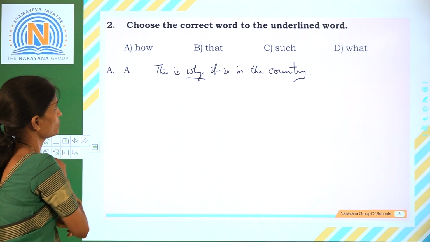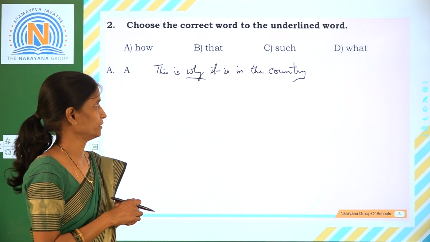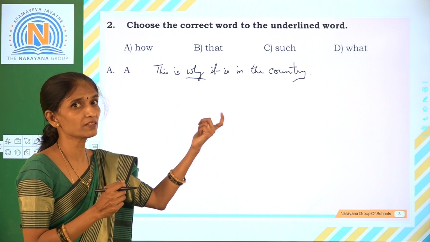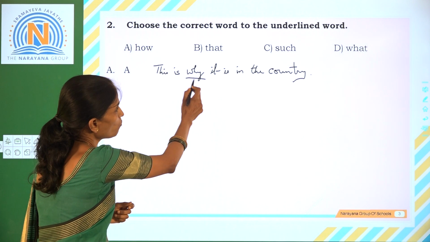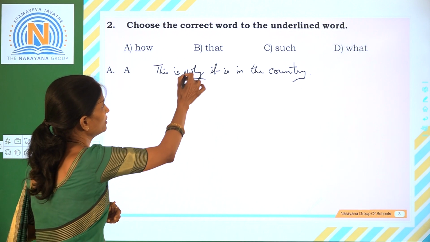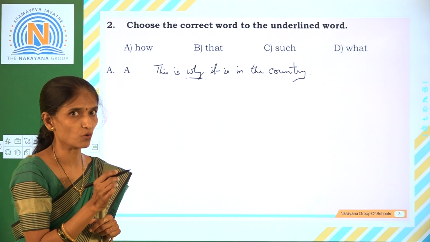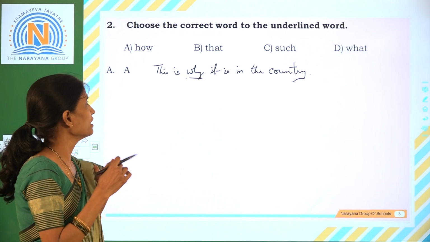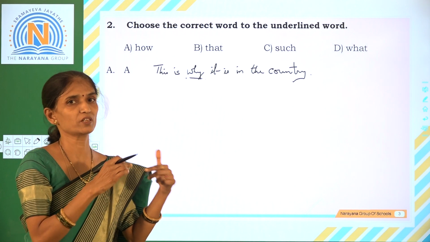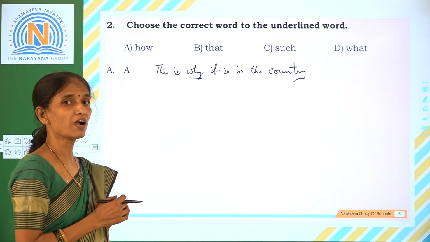Now the next question. Choose the correct word to the underlined word. The underlined word is why. The sentence is, this is why it is in the country. Here the question word that is used, why, is wrong. The wrong questioning word is used. The appropriate word to be used here is how. This is how it is in the country. So replace why with how.